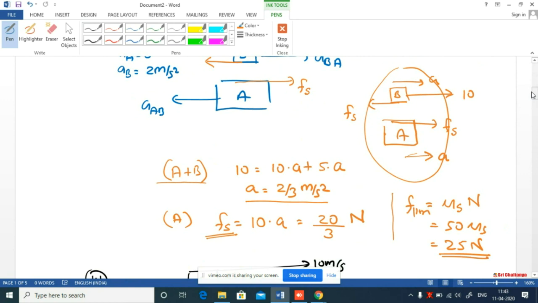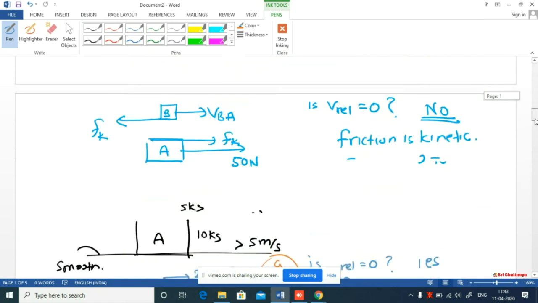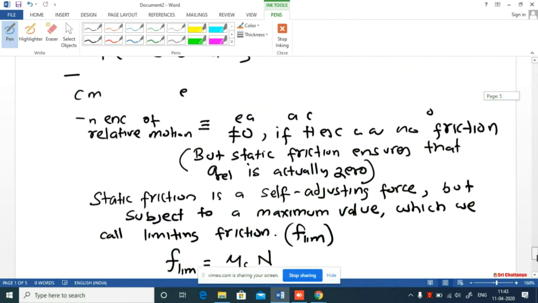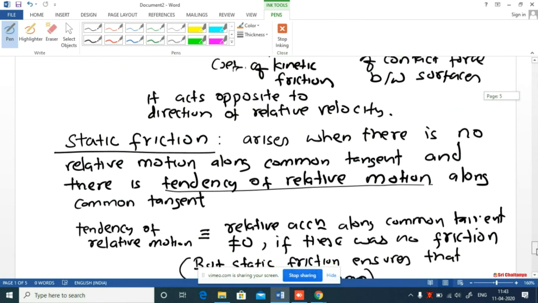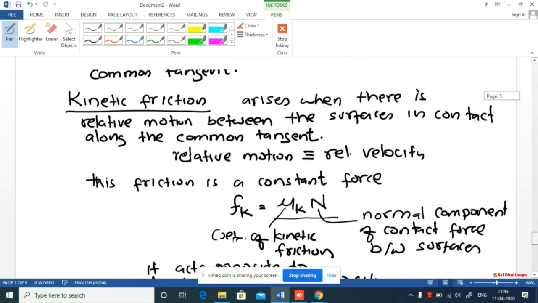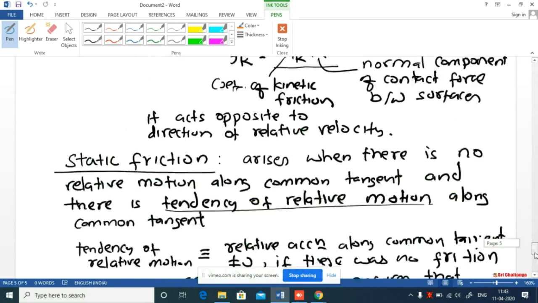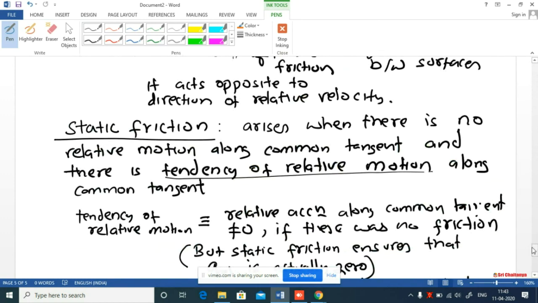Right. So I hope now it is clear, what we talked about initially at the start of the lecture. I'll move to that slide again. Kinetic friction arises when there is relative motion between two surfaces in contact along the common tangent. Well, relative motion is nothing but relative velocity. And the second one, more important: static friction arises when there is no relative motion along the common tangent, v relative is 0, and there is tendency of relative motion along the common tangent.